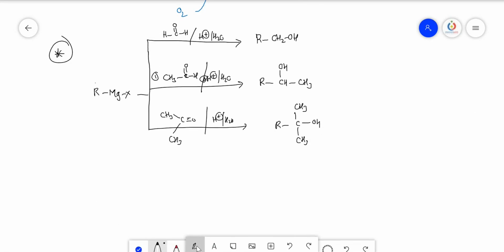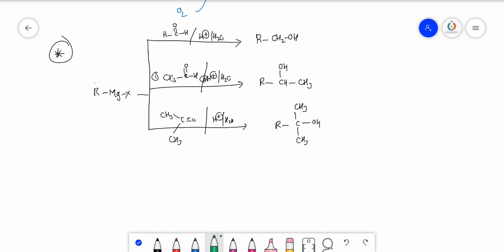Anyhow, the mechanism of this reaction will be discussed in the aldehydes, ketones and carboxylic acid lesson. The important thing here is Grignard reagent on reaction with formaldehyde gives the primary alcohol. Rest of the aldehydes, any type of aldehyde with a Grignard reagent, you will get the secondary alcohol, and Grignard reagent with ketones gives the tertiary alcohol. This is the important one that has to be remembered.